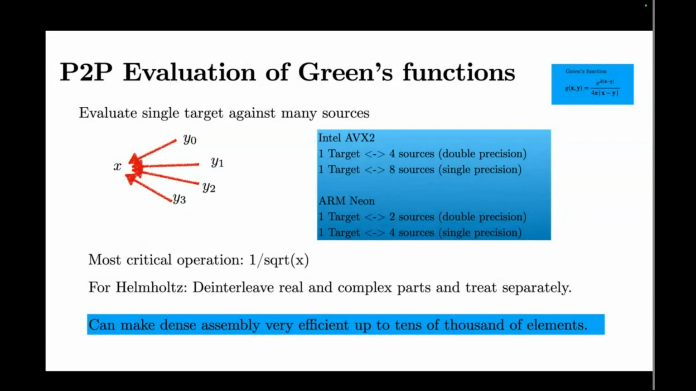The way we do this, we always evaluate one X, so one target, against a number of sources, where the number of sources depends on the lanes. So with AVX2 in single precision, you do 8 sources at the same time, in double precision 4 sources, corresponding to Neon 2 or 4 sources. And the most critical operation for this is 1 over the square root, because you have 1 over the distance of points. Distance always means a square root operation. So you have the 1 over square root, which you need to evaluate quickly.